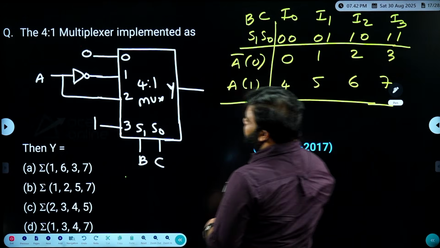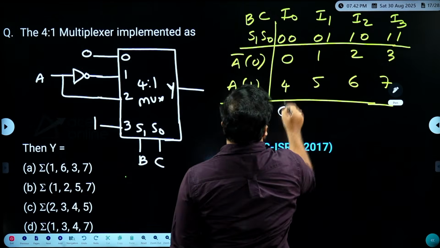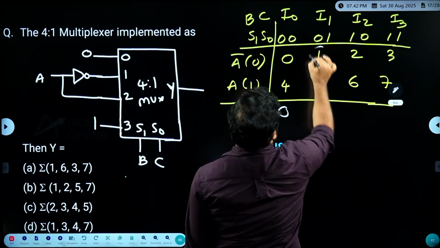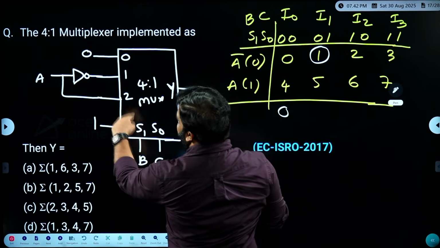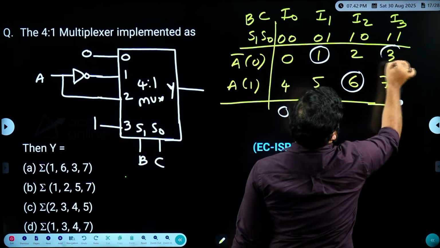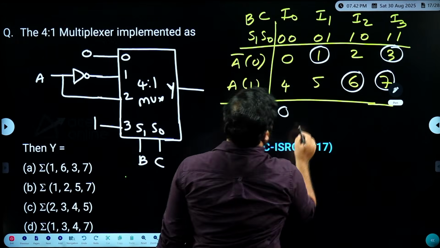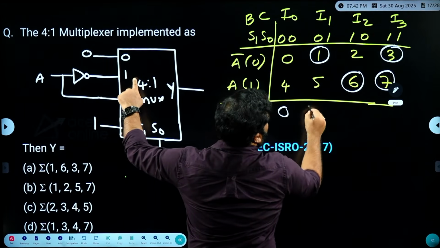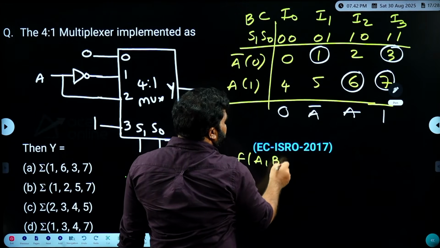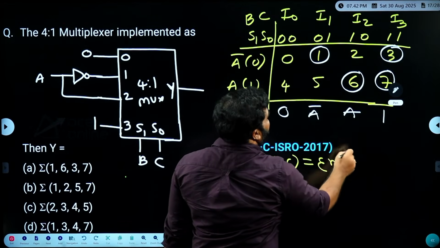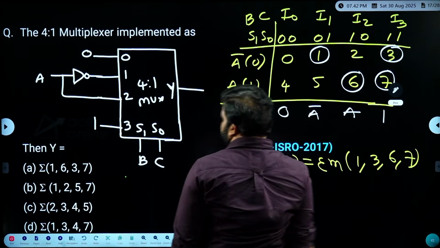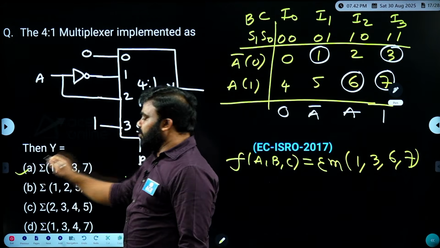Going through each and every input: I0 is 0, which means nothing is required to be circled in this. I1 is A bar, which means the A equal to 0 entries should be circled. I2 is A, then those must be circled. I3 is 1, which means both of these should be circled. So finally, F of A, B, C is equal to sigma m of 1, 3, 6, 7. The answer is A for this question.